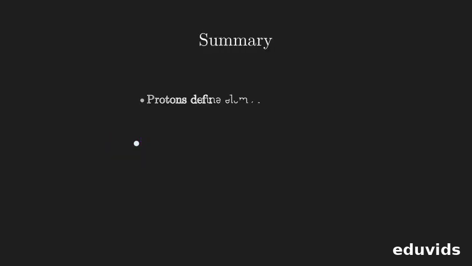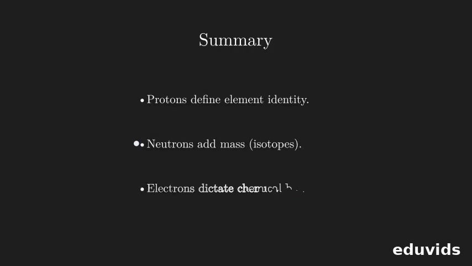So, protons define an element's identity, neutrons add mass, and electrons dictate its chemical interactions. These three particles work together to build every atom and, in turn, everything around us. Keep exploring the incredible world of atoms to uncover even more of their secrets.